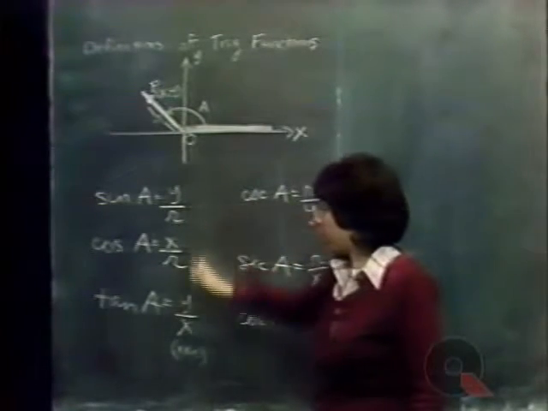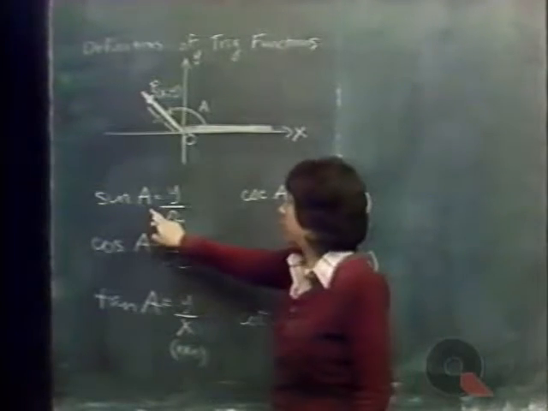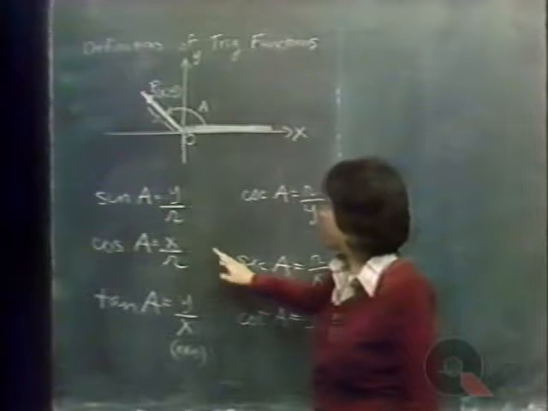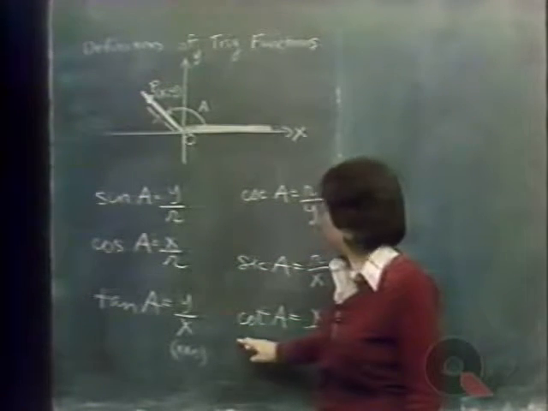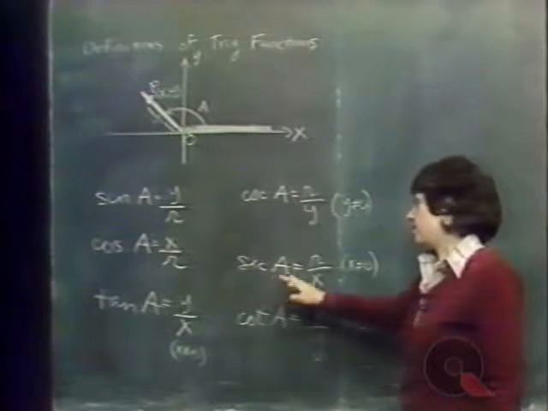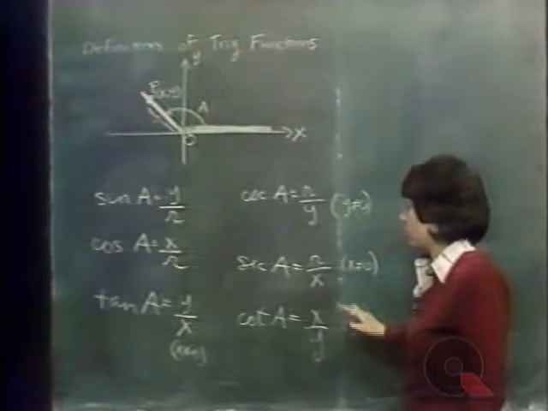We define the following 6 trig functions for the angle A. Sine of A is y over r. Cosine of A is x over r. Tangent of A is y over x. Cosecant of A is r over y. Secant of A is r over x. Cotangent of A is x over y.